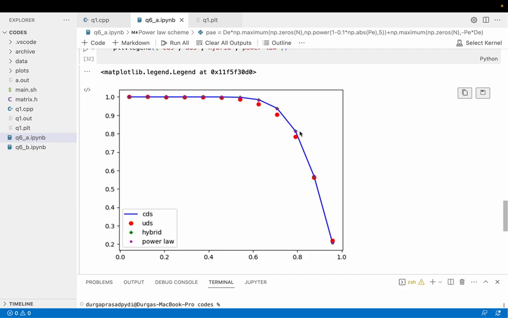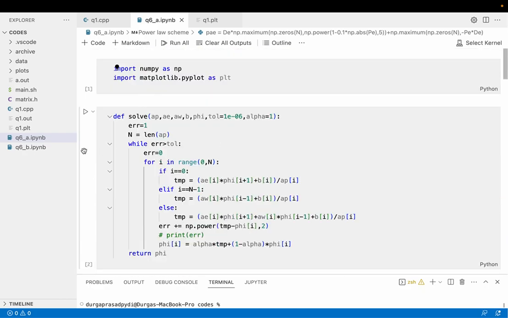Again, the problem with CDS, though it is accurate, is that it will give you some oscillations, which are not seen here, but maybe I'll show you next week, where the CDS will actually give you some oscillations. This is the first part of the question when your ML is positive.